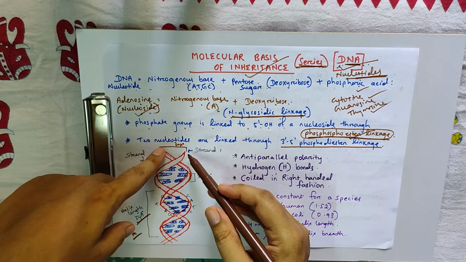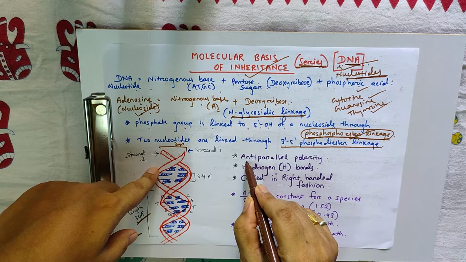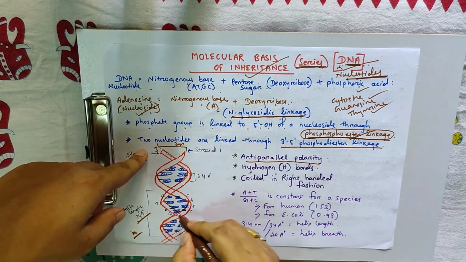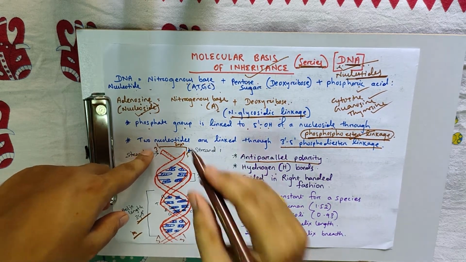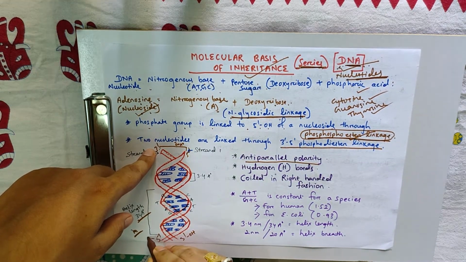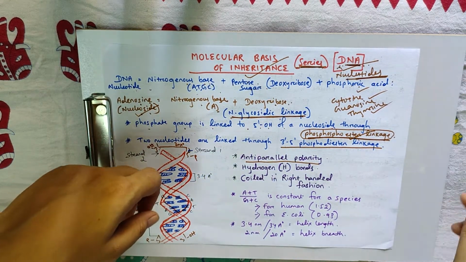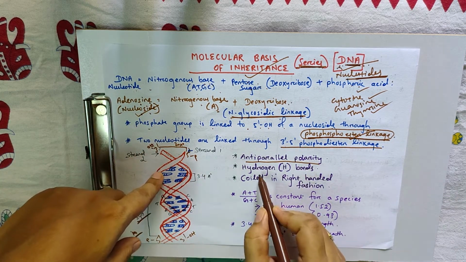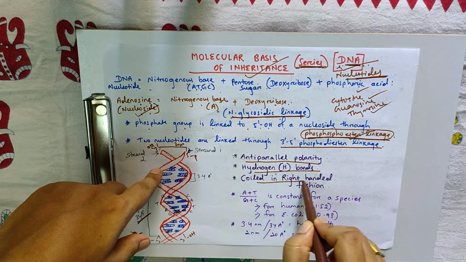The DNA strands are antiparallel, that means they have antiparallel polarity: 3 prime to 5 prime, and 5 prime to 3 prime. At the 3 prime end, a hydroxyl group is there. At the 5 prime end, a phosphate group. Similarly here, a phosphate group. The two strands are bound together by hydrogen bonds, and they are coiled in a right-handed fashion.